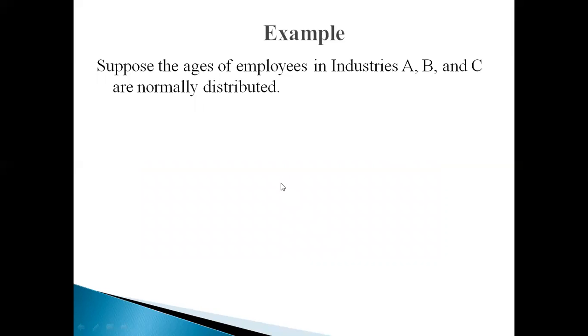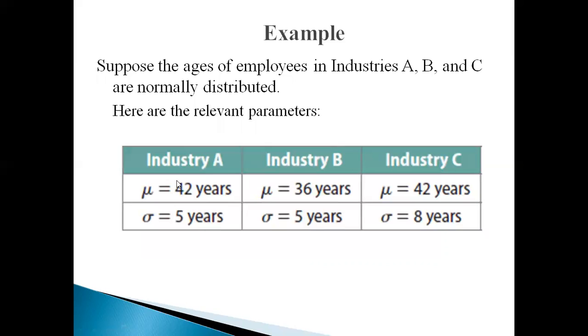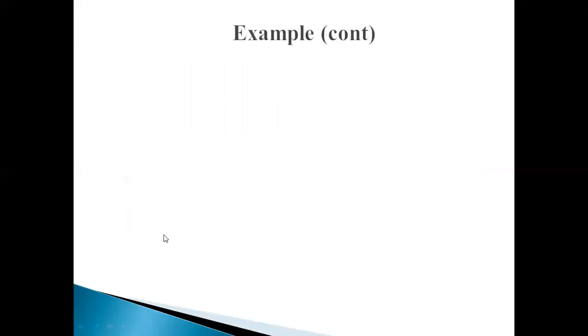So for example, suppose the ages of employees in industries A, B, and C are normally distributed. And these are the parameters, mu's and sigmas. So A, we have mu 42, sigma 5. B, we have mu 36, sigma 5. And C, mu 42, sigma 8. So if you notice in the first two, our sigma is the same, but our mu's are different. Then the first and the last one, I should say, our mu's are the same, but our sigmas are different. So that's kind of what we're going to key in on there.